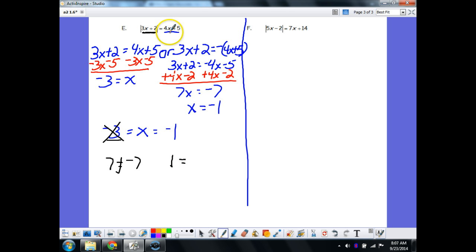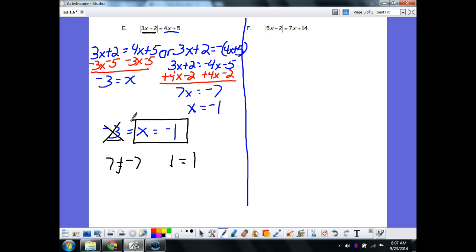Is that equal to what we end up with on the right side when substituting negative 1 in for the x? 4 times negative 1 is negative 4. Plus 5 is 1. 1 is equal to 1, so therefore negative 1 is a solution, and that is our only solution. You need to make sure you check both of them.